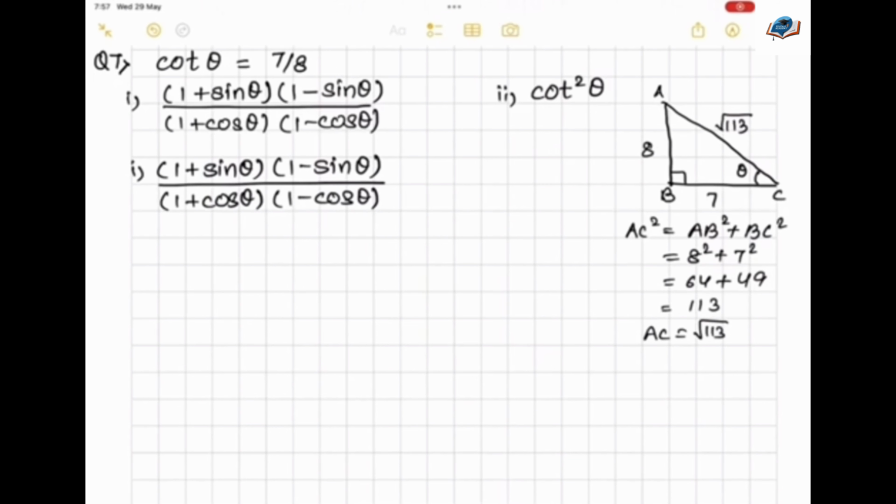Now the seventh one: cot theta is given as 7 upon 8, and I am asked first, 1 plus sin theta into 1 minus sin theta whole upon 1 plus cos theta into 1 minus cos theta. And second, it is asked cot square theta. Now already I have done the Pythagoras theorem and I have shown that the third side I am getting as root 113.